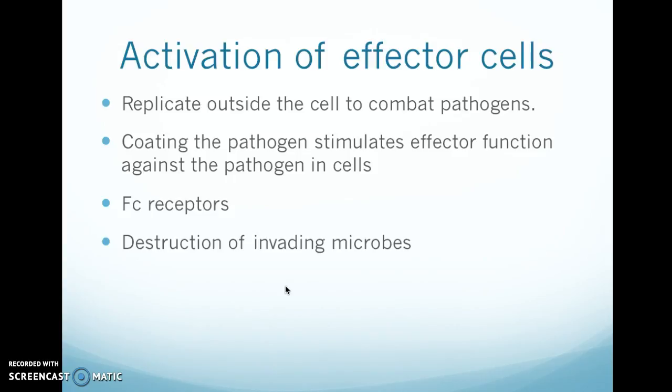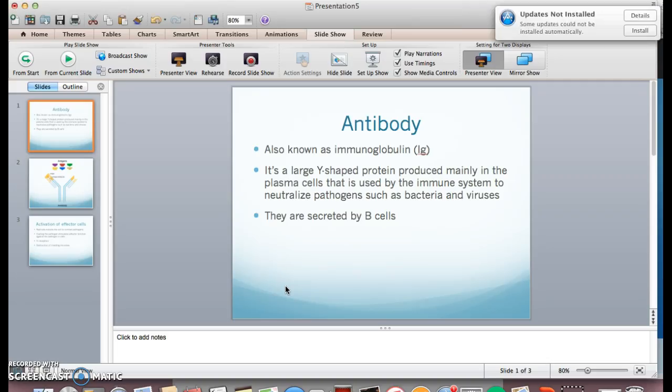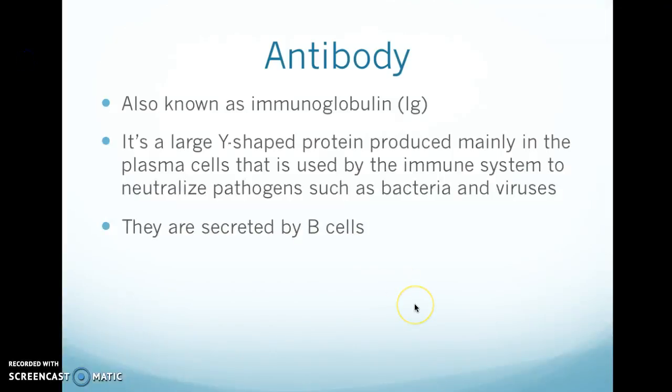Antibodies act by a number of mechanisms, most of which engage other arms of the immune system. So they basically trigger other parts of the immune system.